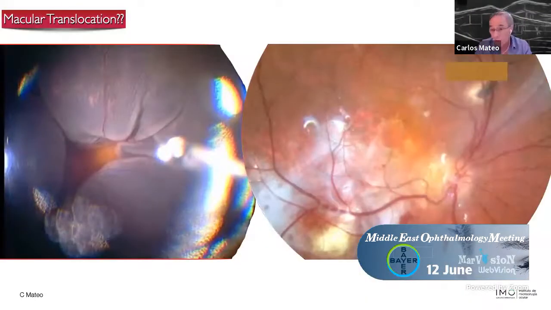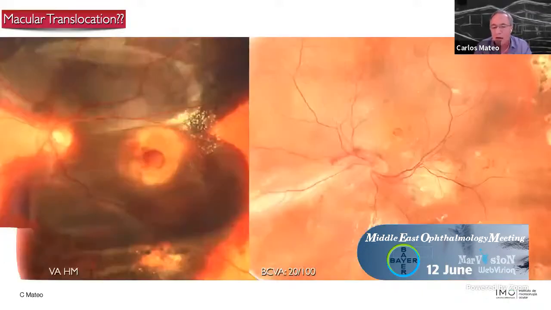For example, this is one case I operated because it was the only eye, and this is 2 years later with silicone oil in the eye. This patient improved his acuity, was 0.1 only, 20/200, but compared to only light perception, I think this is some kind of improvement.